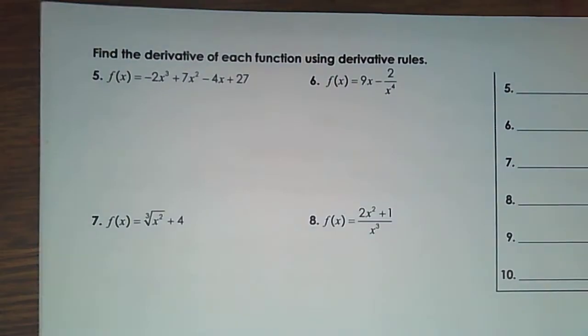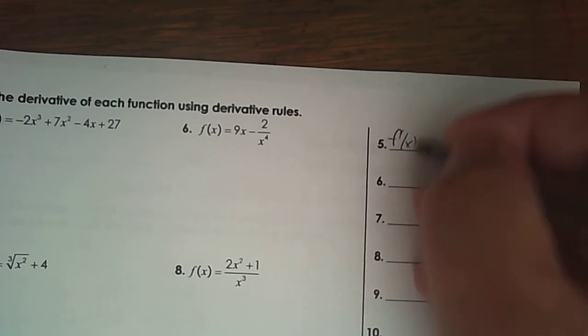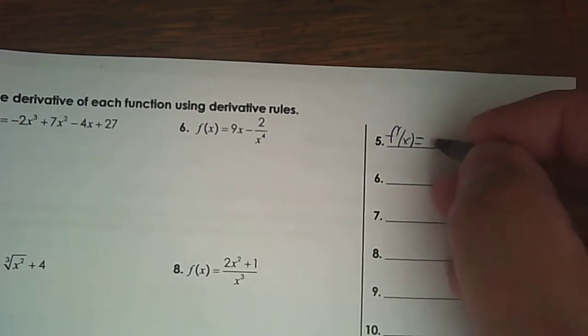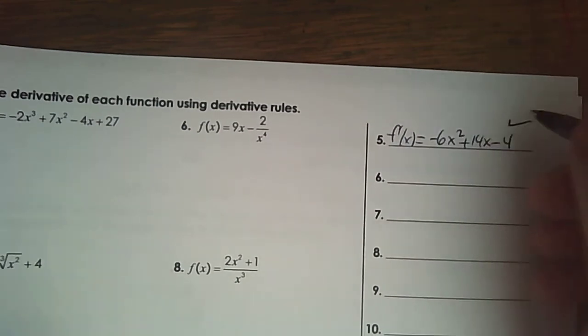Now we're going to use shortcuts. No more limits. Find the derivative here, and I'm just going to put the answer right here. So what's the derivative for number 5? That's negative 6x squared plus 14x minus 4. Check mark.